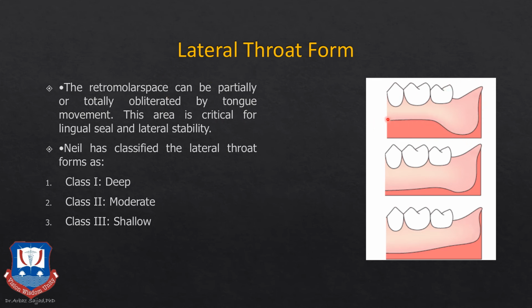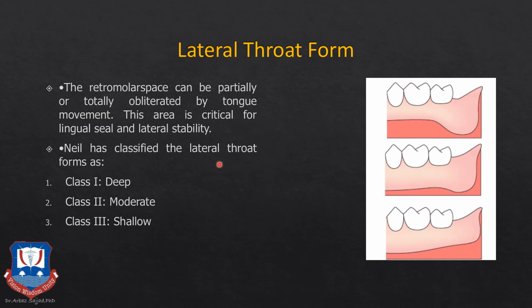Now coming to the lateral throat form, I keep telling you guys that this is crucial in the basal seat area of the denture, and finally in the retention and stability of the denture. The retromylohyoid space may be partially or completely obliterated due to the tongue movements. This area is very critical for providing the lingual seal and the lateral stability of the dentures.